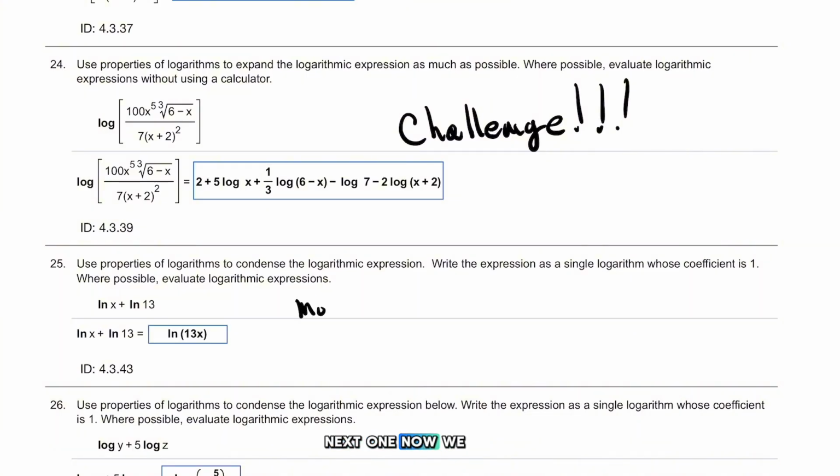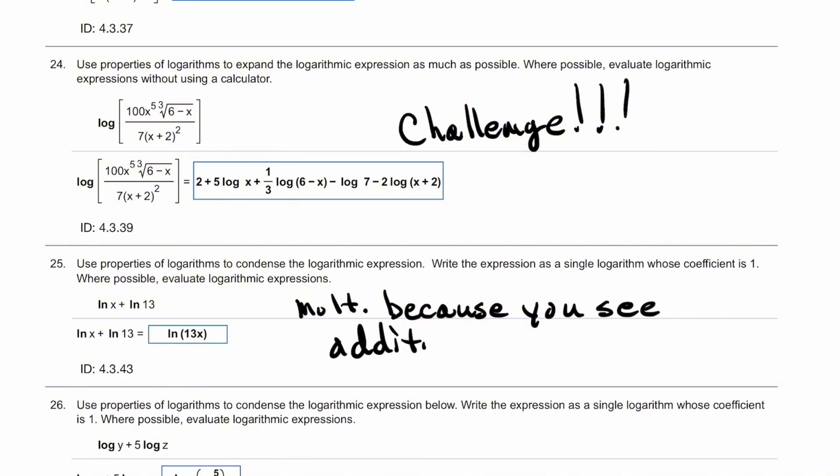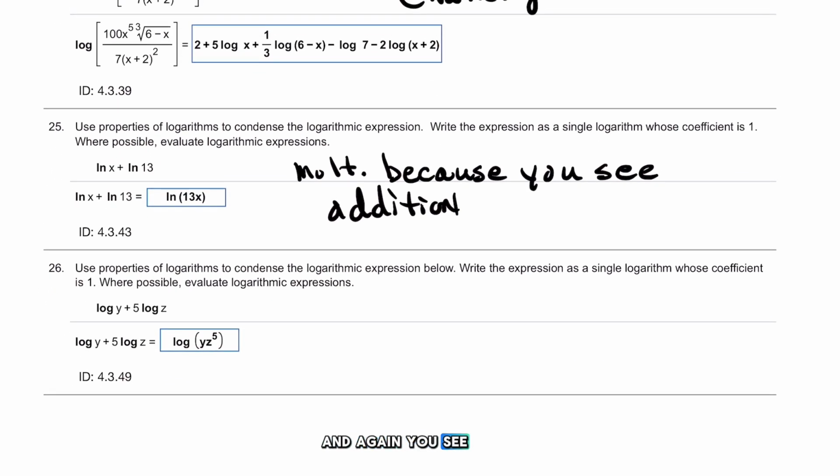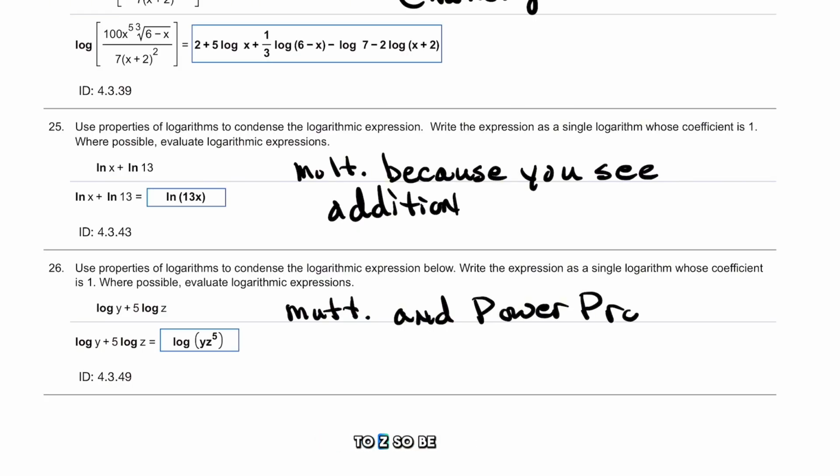And then for the next one, now we are condensing. So you see addition, so you know we need to multiply. So we just bring those two, x and 13, together. And again, you see addition. You also see a number in front of the log, so you know that is a power. But that only goes to z, so be careful. And that word is property.